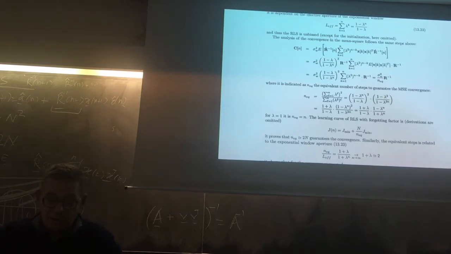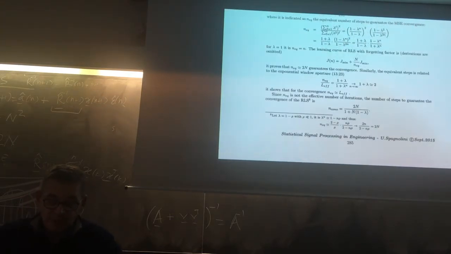But essentially, this is the learning curve. The learning curve can be rewritten. You remember, the learning curve depends on capital N divided by n. Now I have a new n. This is an equivalent n, which depends on the ratio of lambda. And this is establishing the number of steps for convergence. And that's all for that.